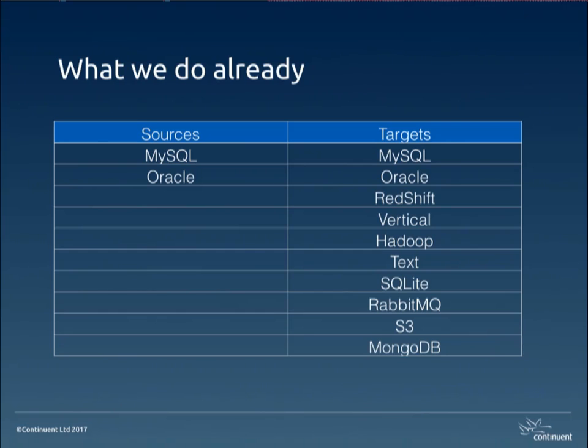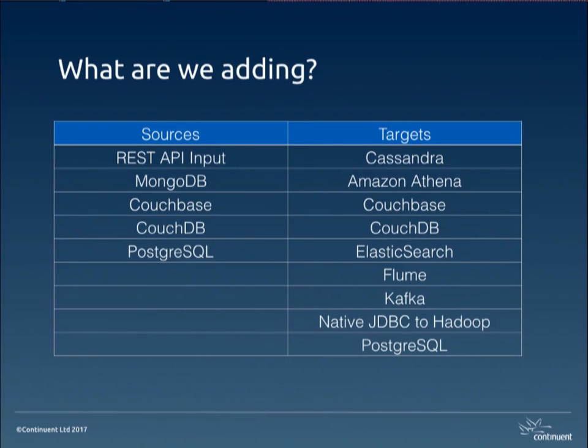All of these things, obviously, sources are always harder to do than targets, because we've got to work out how to extract that data out of the system each time. What are we planning on? I'm not going to say all of these are going to come this year, but certainly we are working on many of them. Cassandra will be out very shortly. Kafka and Flume and possibly Elasticsearch will be out in 5.3, which will be September this year. And then, native JDBC into Hadoop.